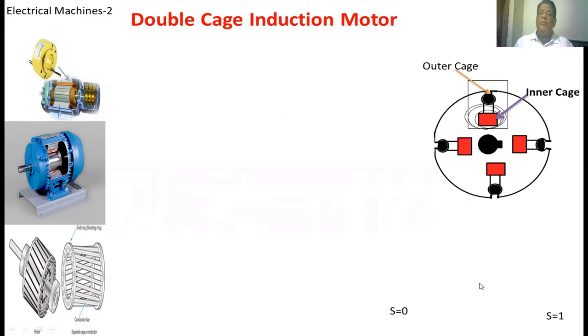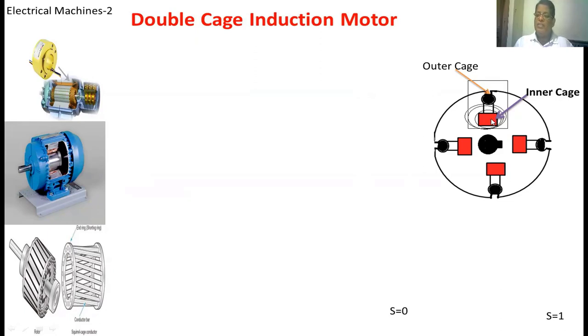So why do we go for the double cage induction motor? There is a disadvantage in the squirrel cage induction motor. It has a low starting torque, but it has a good running performance. But some loads require a high starting torque, and at that time the squirrel cage induction motor is not suitable. If you go for the slip ring induction motor, it has good starting characteristics as well as running characteristics, but in some cases it is not suitable. So we change some design parameters of the squirrel cage induction motor so that it is able to give a high starting torque.